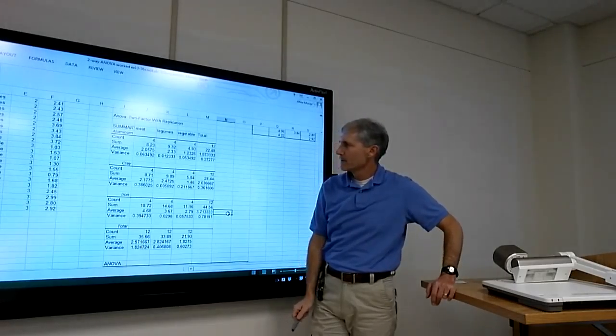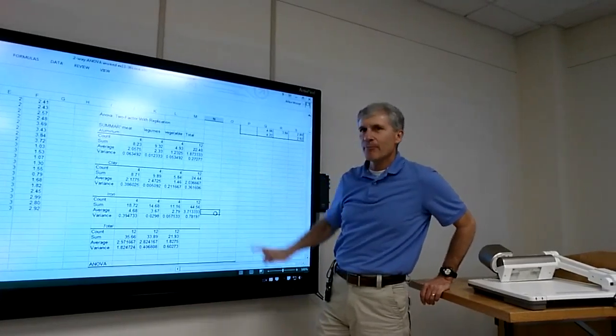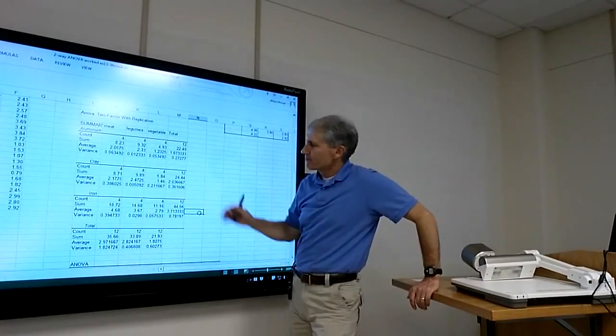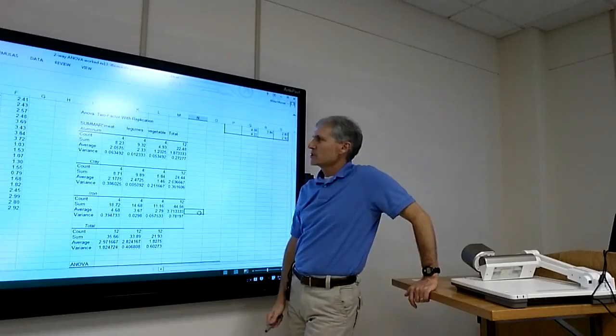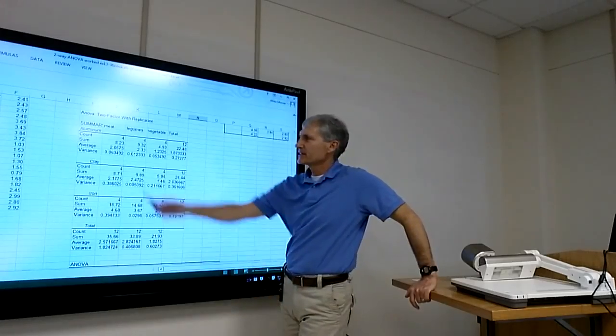Okay? So now, just looking at numbers, predict what the ANOVA table is going to show. Iron significantly. Do you see a main effect of type of pot?